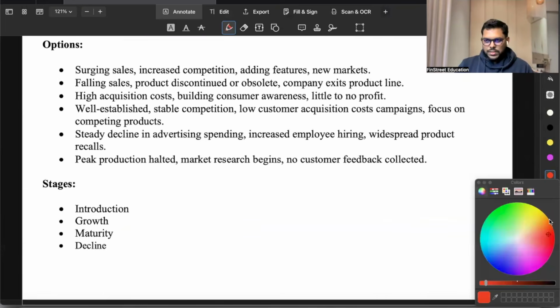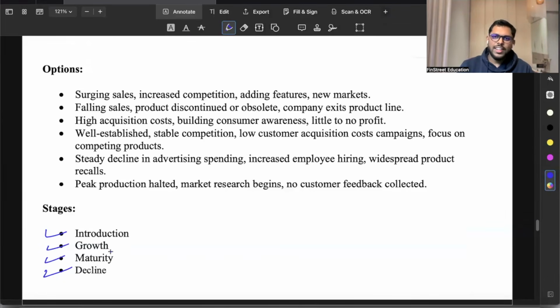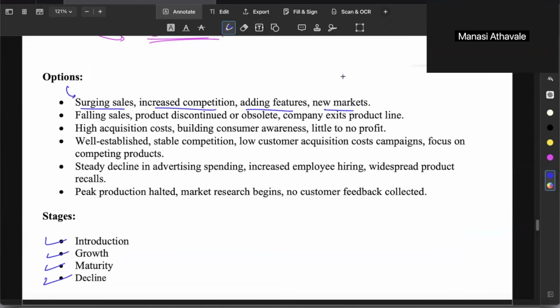Let's start with the first one. I think you guys are clear with these 4 stages. हमें ये 4 stage पता है. Introduction, growth, maturity and decline. So you guys directly tell me if this matches with any one of the stages. सबसे पहले we have surging sales, increased competition, adding features, new markets. Do you think it matches with any of the stages?